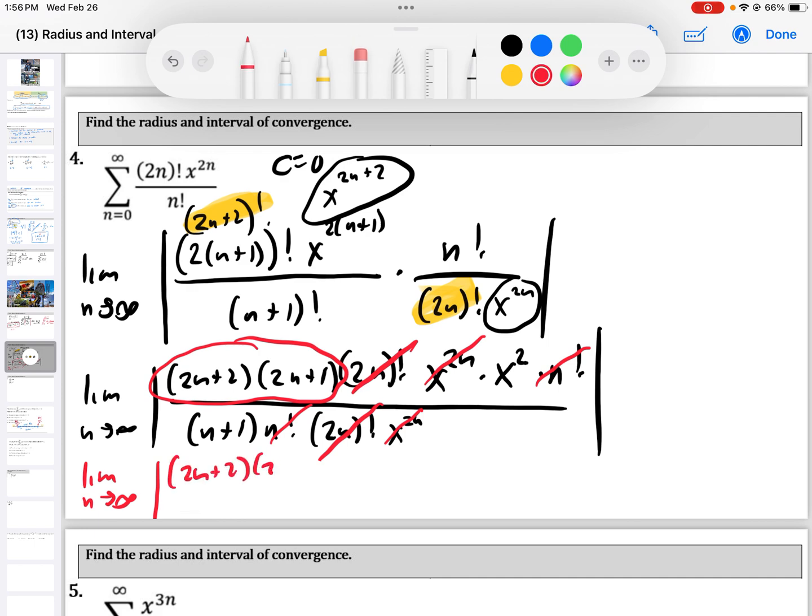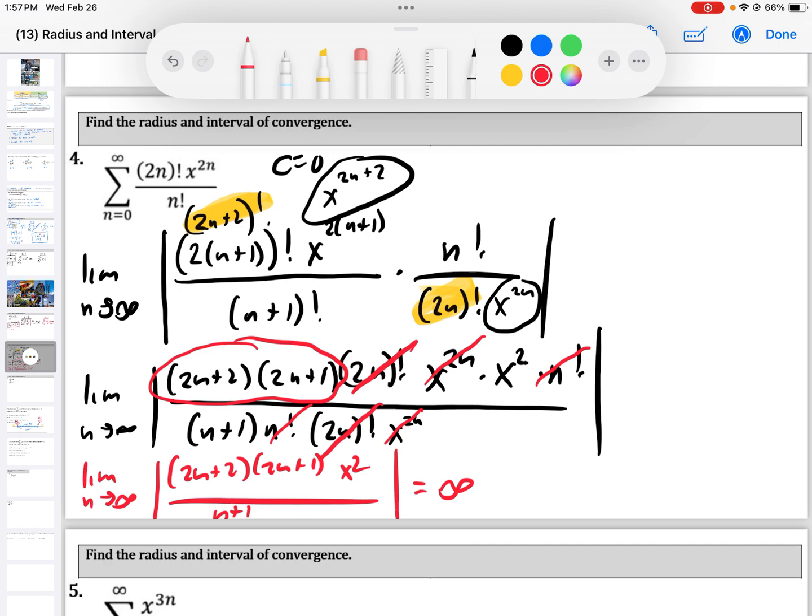times x squared, right? I'm just going to keep it like this because I'm lazy. 2n plus 2 times 2n plus 1 x squared over 2n plus 1. What is the limit as n goes to infinity? Well, the n's actually matter this time. They're not just canceling out and being 1. So the limit of that as n goes to infinity, it doesn't matter what x is, the top grows without bound. So this limit is infinity.